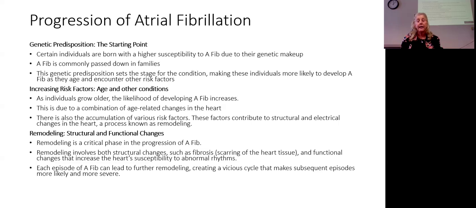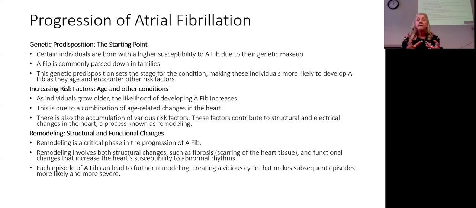So as we get older, the likelihood of developing atrial fib increases. Even if we're doing everything right, there are some structural changes in our heart that occur that just make it more likely that these little rogue cells can kind of take over. And as we get older, there's an accumulation of other risk factors. We get a little bit of high blood pressure. We might develop type 2 diabetes. Those kinds of things happen.